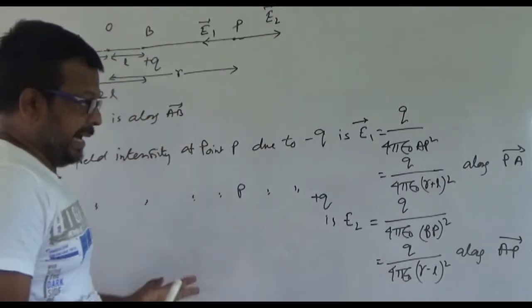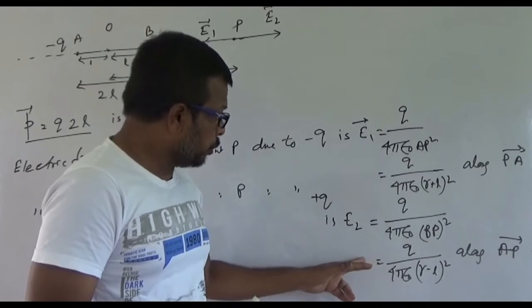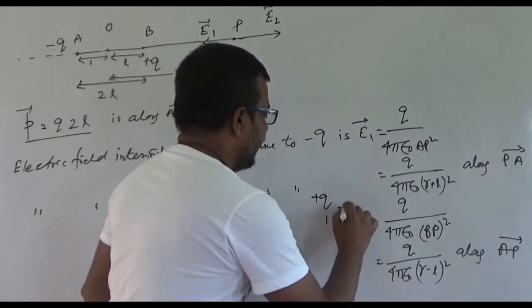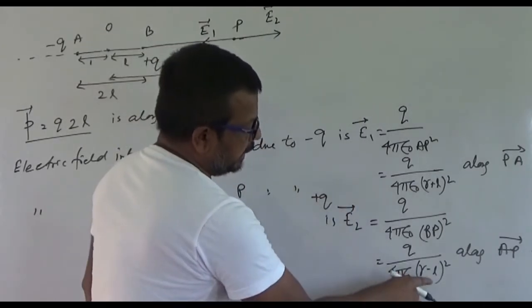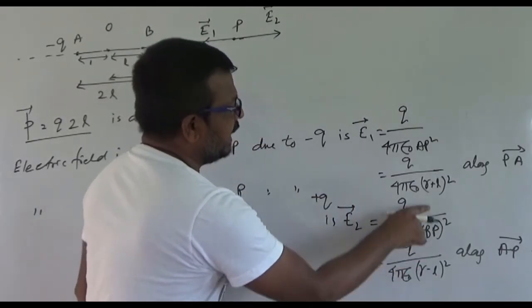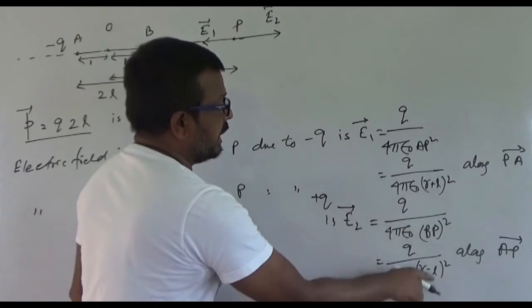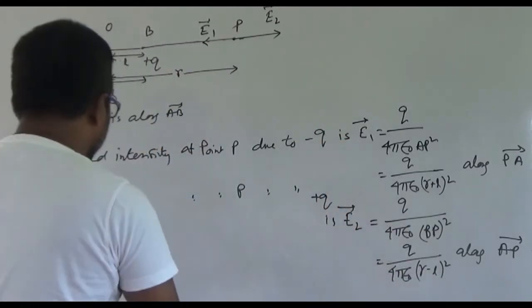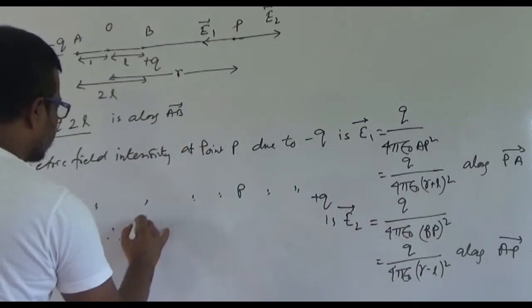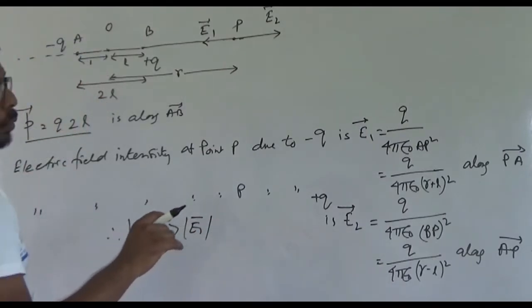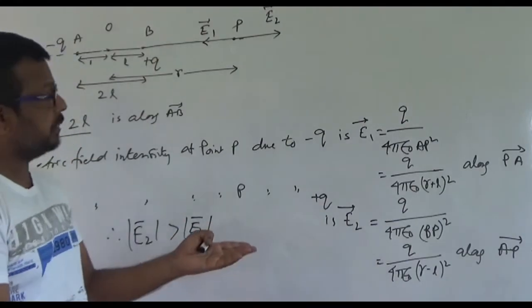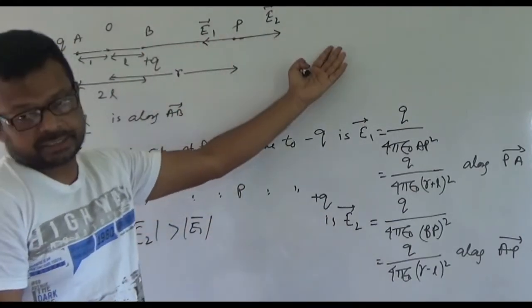Now it is clear that E2 is greater than E1. Magnitude of E2 is greater than magnitude of E1 because in the denominator R minus L here, R plus L, which is greater than this. Therefore, E2 is greater than E1. From here, we can say E2 is greater than E1. And these two vectors are in opposite direction. One is this direction, other is this direction.